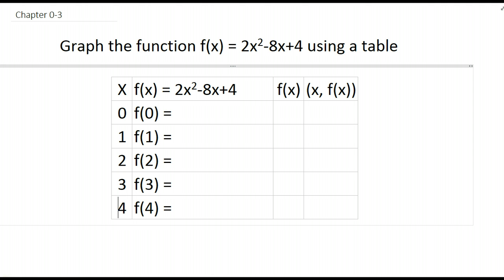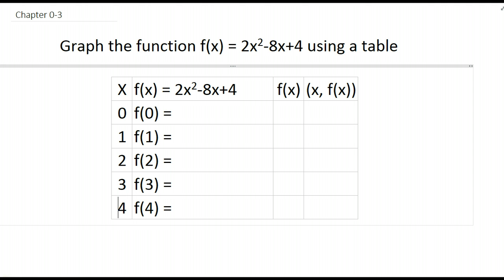So if we have the function f of x equals 2x squared minus 8x plus 4, we're going to put that information into a table and plug in values for our x to find our f of x or y value. And remember, function is written as f open parentheses x close parentheses.